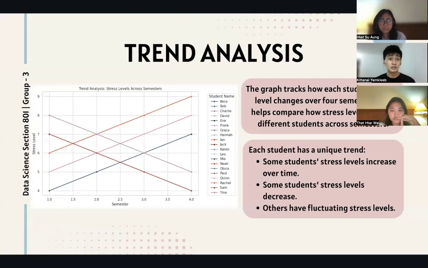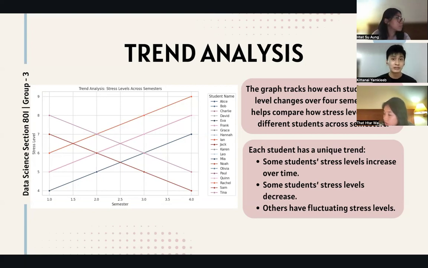On the trend analysis, the chart shows the stress level across semesters. The graph tracks how each student's stress level changes over 4 semesters and helps compare how the stress level varies in different semesters. Each student has a unique trend, right? Some students' stress level increases over time, while some decrease over time too. The others have a fluctuating stress level across the chart.